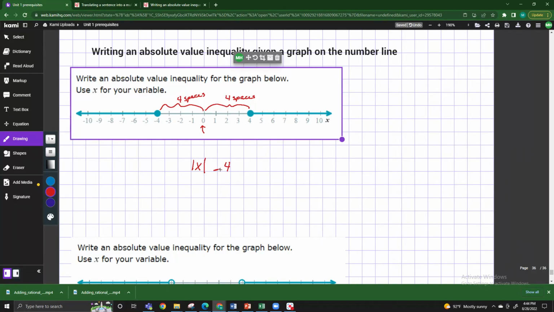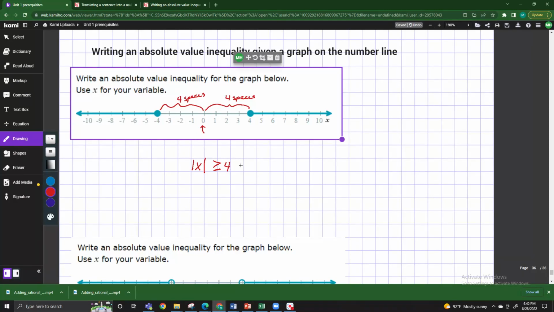Now I just have to know if I need x to be bigger than the 4 spaces or smaller than the 4 spaces. And to do that, I look at the positive one, so the 4. I'm 4 spaces, and I'm at 4. And the shaded is bigger than that. So I need to say I need to be more than 4 spaces. So the absolute value has to be more than 4 spaces from 0.